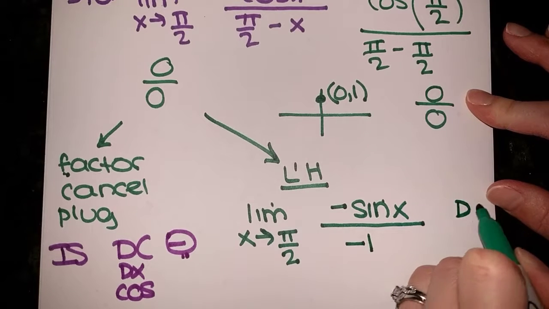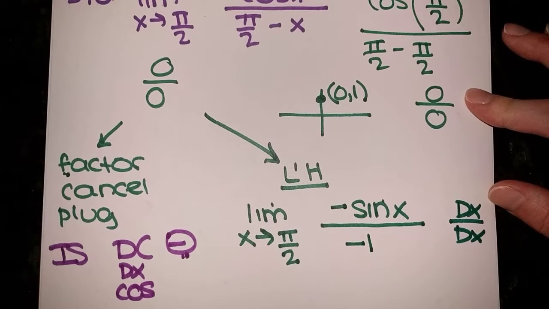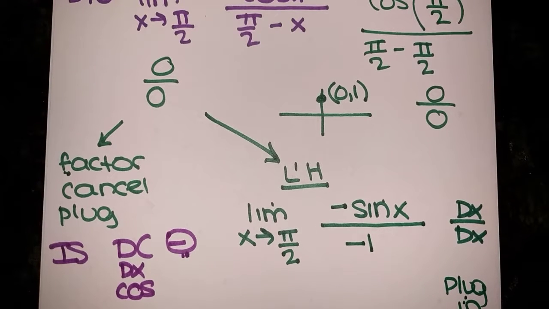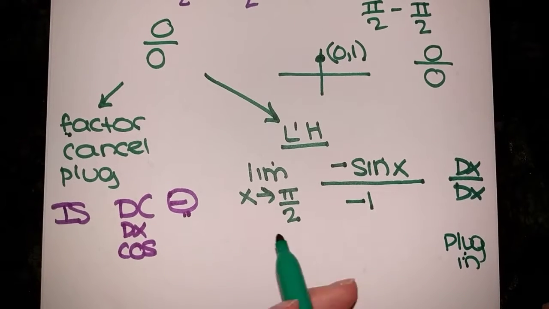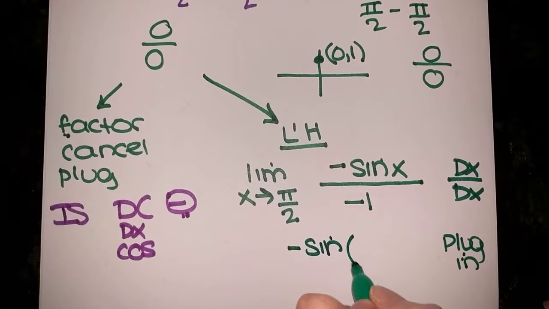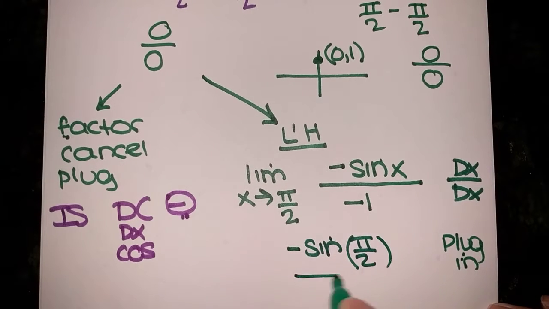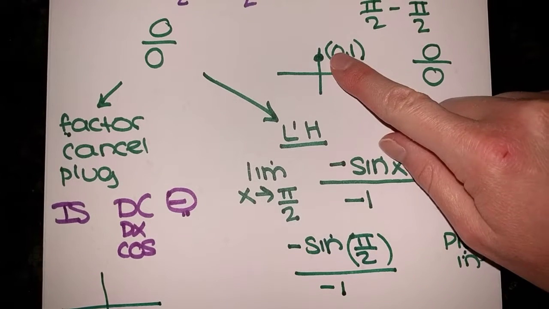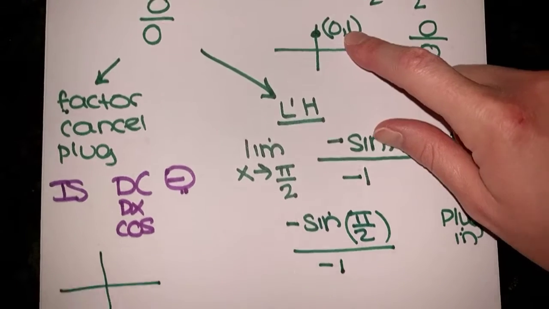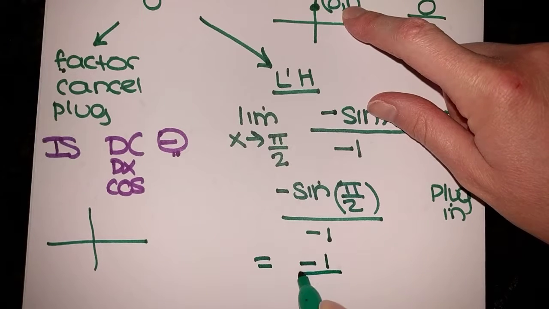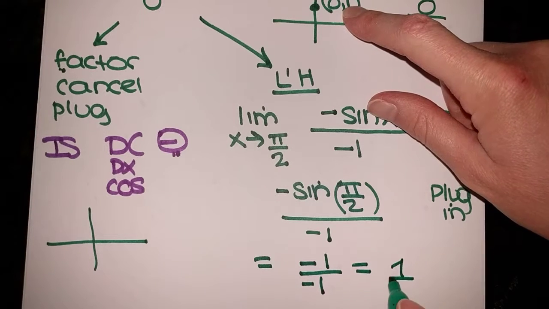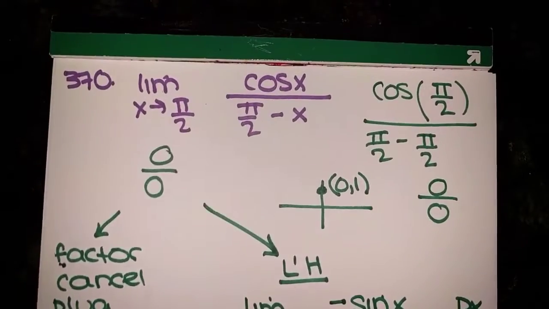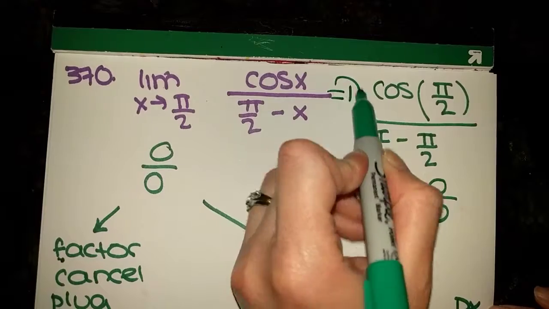So I take the derivative of the top, I take the derivative of the bottom, and then I plug in and hope and pray that that gives us a finite number. So when I plug in, I get negative sine of pi over 2 over negative 1. Now again, if you look at pi over 2 on the unit circle, your sine value is 1. So this is going to give us negative 1 over negative 1, which gives us a finite number. So by L'Hopital's rule, this limit is equal to 1.